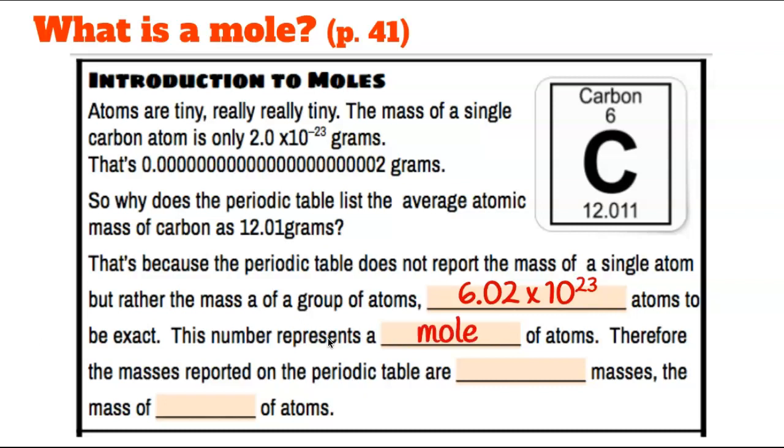Therefore, the masses reported on the periodic table are called molar masses, the mass of 1 mole of atoms. So every single mass that's reported on the periodic table is actually the mass of 6.02 times 10 to the 23rd atoms of that substance.